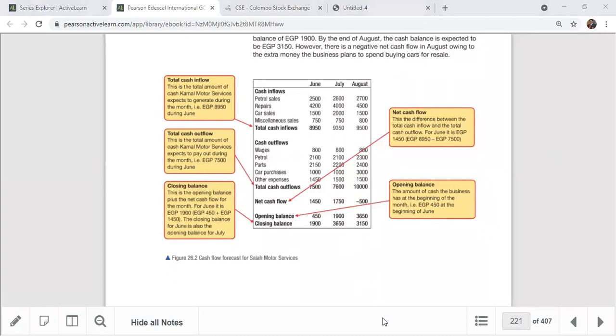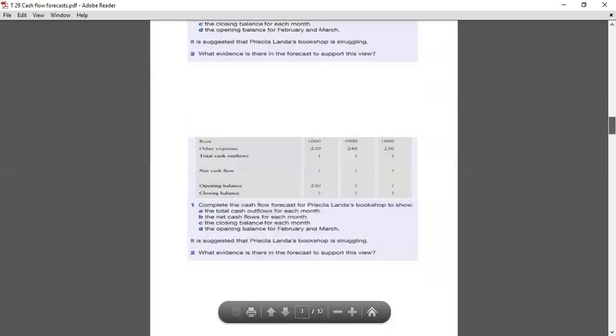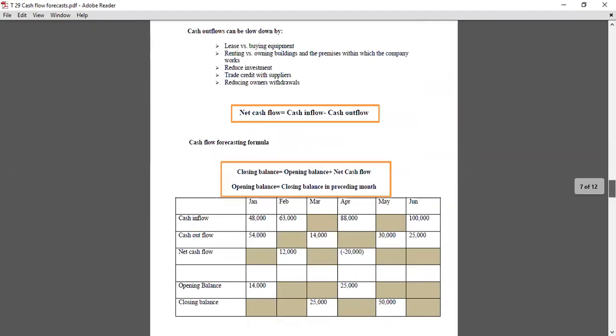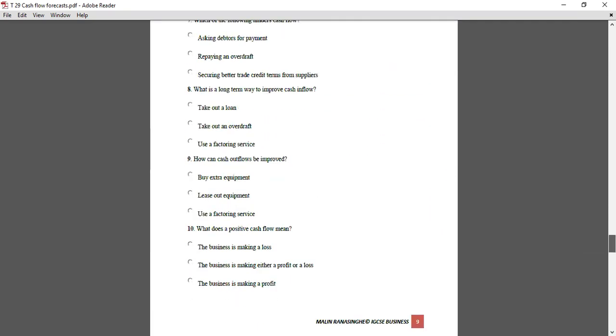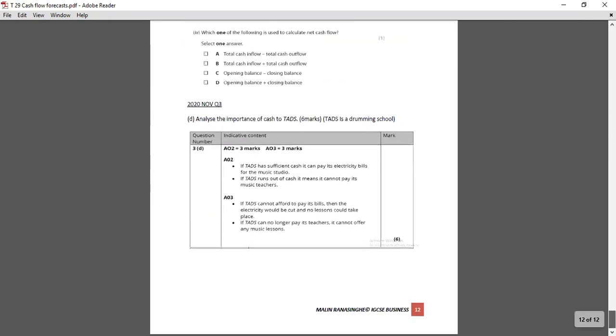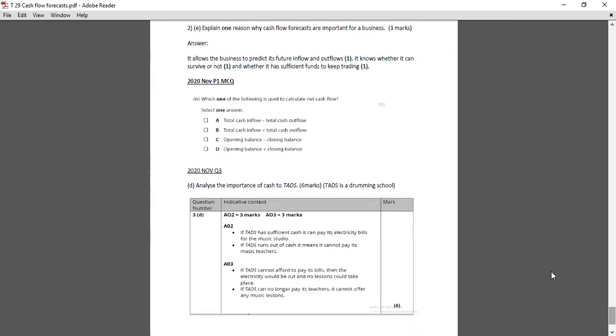There's an MCQ question which asks for the formula to calculate this. You can see net cash flow equals cash inflow minus outflow. There are so many activities in my handout. This is the MCQ question from the November 2020 Paper 1. It asks which one of the following is used to calculate the net cash flow. Okay, I'll ask this question from Agilash. What is the correct answer for this question?